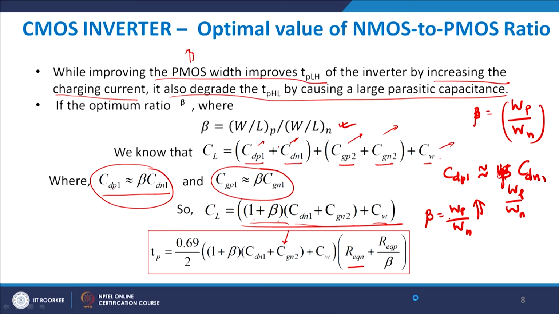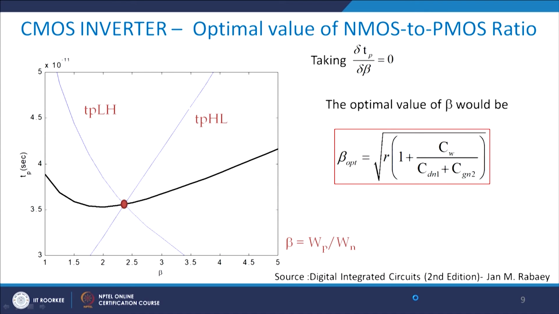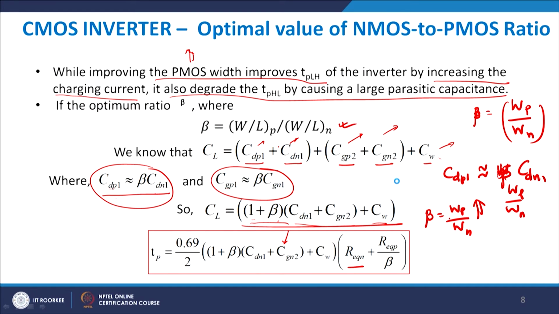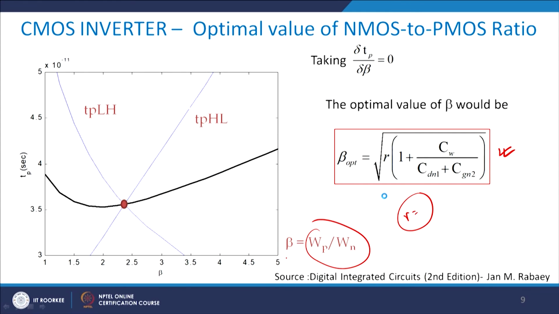Now, if you differentiate TP with respect to beta and set it equal to 0, the optimal value of beta comes out to be this value, where beta is WP by WN, and R is basically the ratio R equivalent P by R equivalent N. So, for a fixed value of R, the wiring capacitance depends upon the diffusion capacitance and the gate capacitance of the second one.